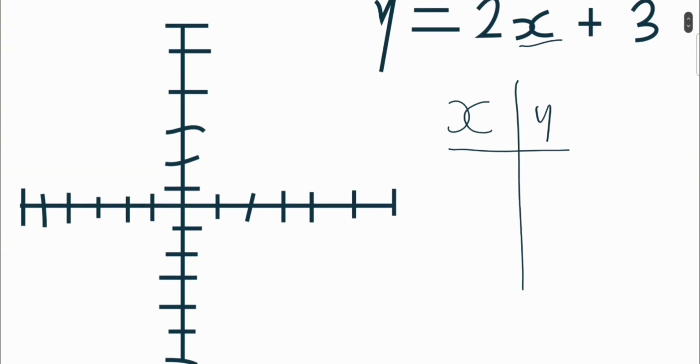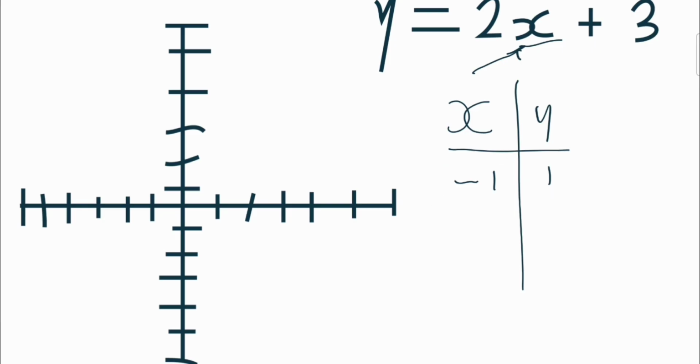Okay, so we're going to start with -1. That can be our first x value. So 2 times -1, because we're plugging -1 in for x here. So 2 times -1 is going to be -2, plus 3 is going to be 1. So y will equal 1. When x equals -1, y is going to equal +1.